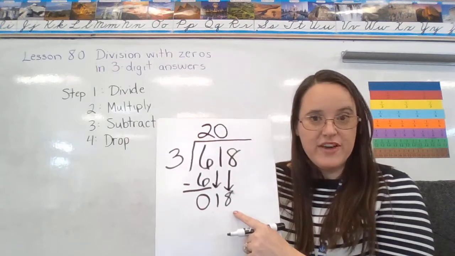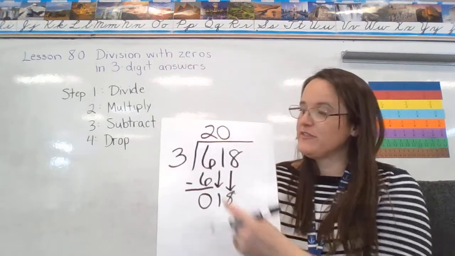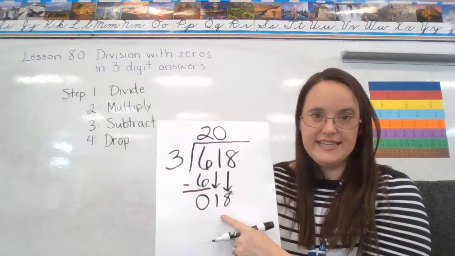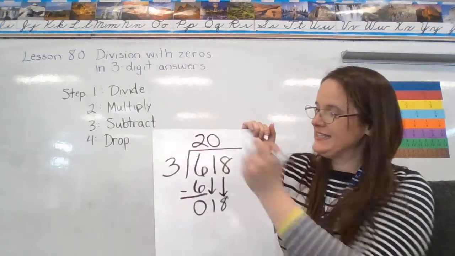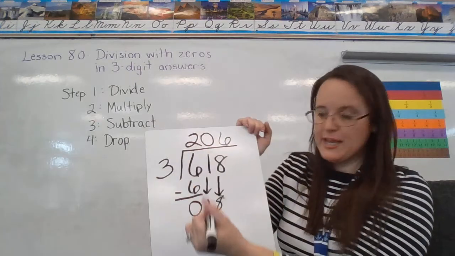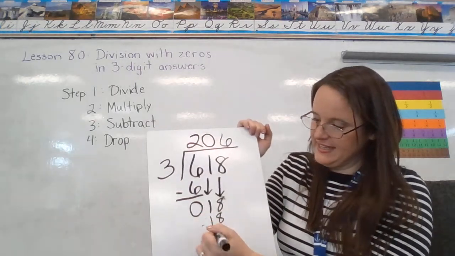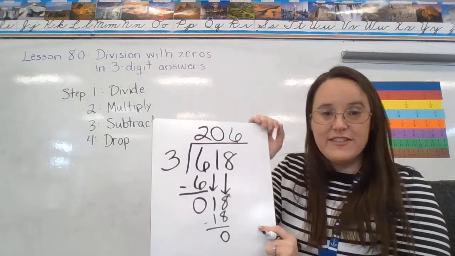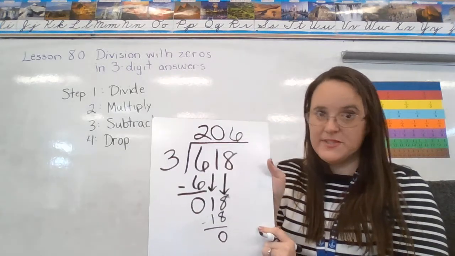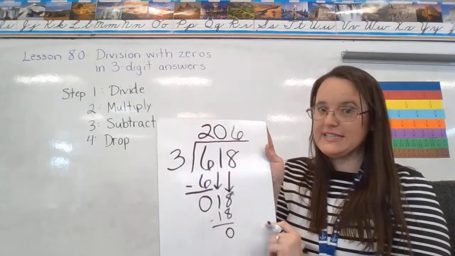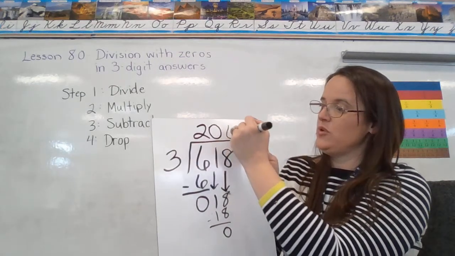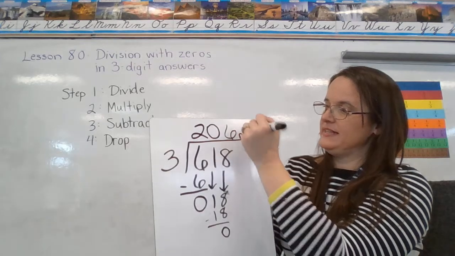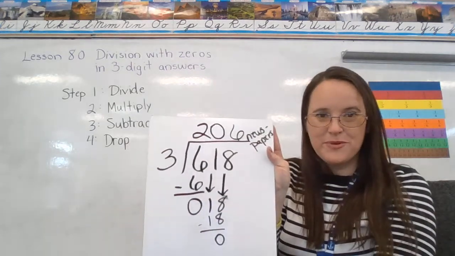So now we've got 18 down here. We start back over at the beginning. How many times does 3 go into 18? 6 times. 6 times 3 is 18. We're going to subtract, and we do not have a remainder. Now this was a word problem, so it's not just 206, it's 206 newspapers. There needs to be a label for the word problem.